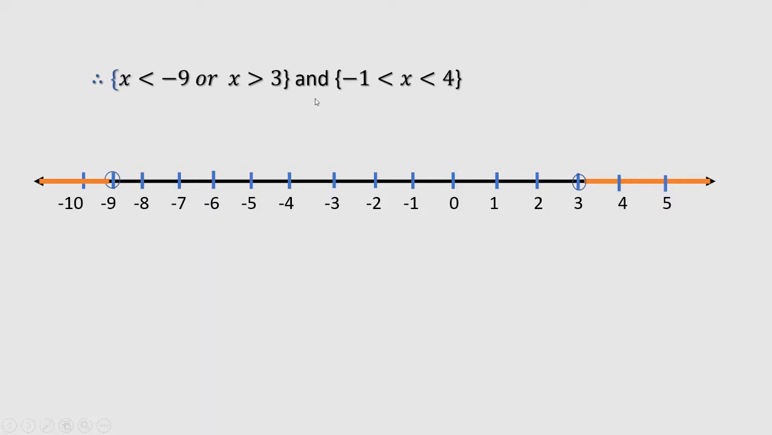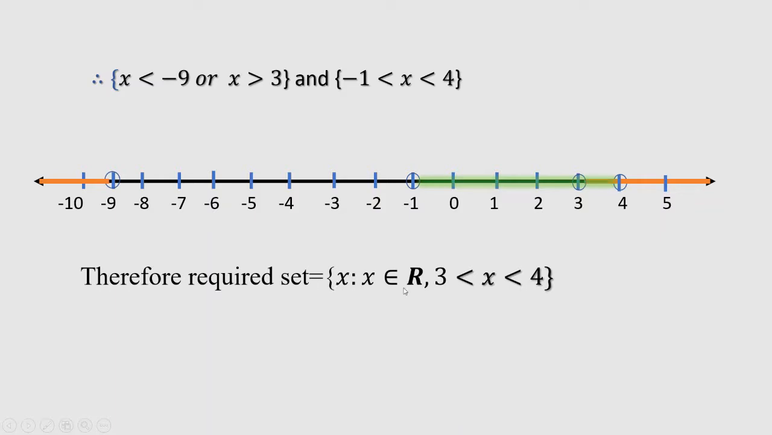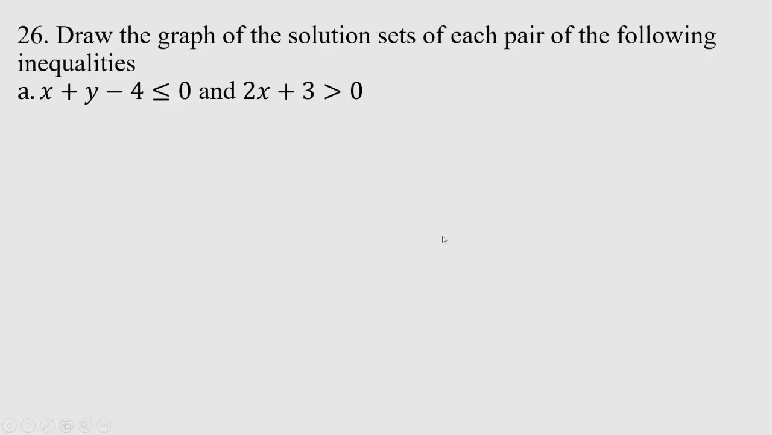Okay, and here x is between minus 1 and 4, that means x is greater than minus 1, here minus 1 is, and here is 4, so x is greater than minus 1 and less than 4. We mark this line. So the intersecting part of these two sets is this part, 3 to 4. That means the required set is x such that x belongs to real numbers and x is greater than 3 and less than 4. Clear? I hope it is.